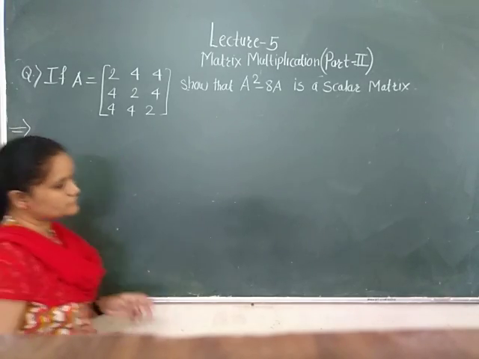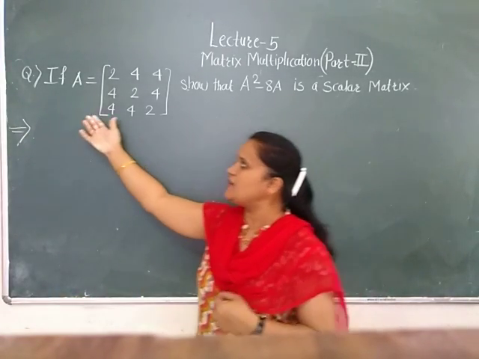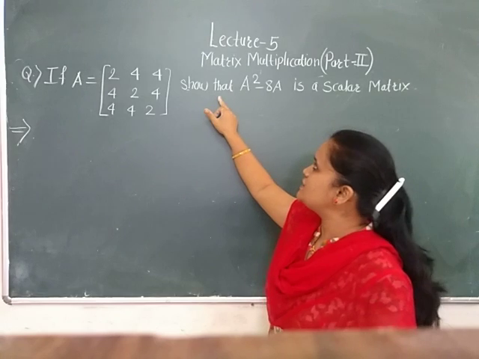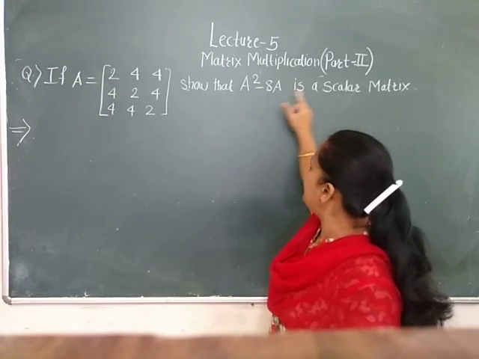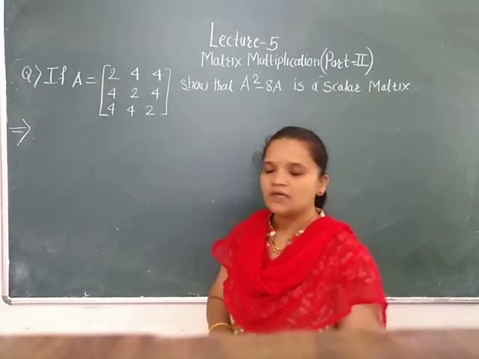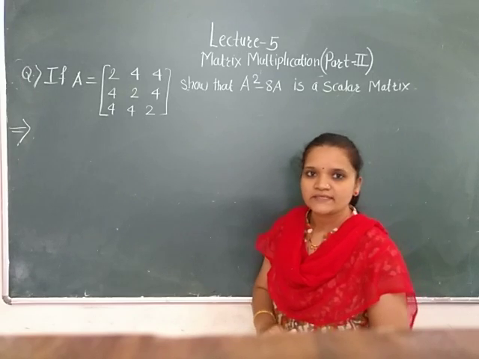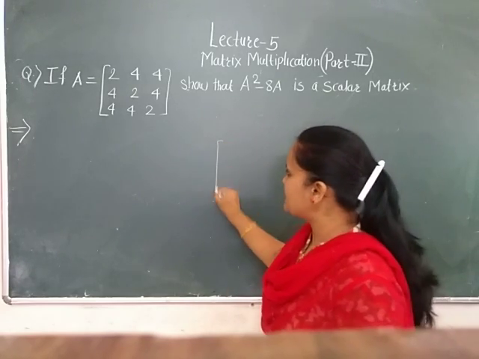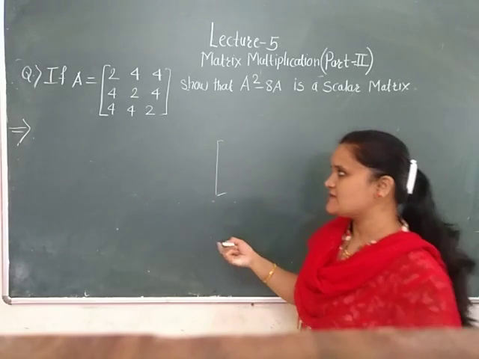Now, this is the another question. If A is this matrix, then show that A square minus 8A is a scalar matrix. So, what is mean by scalar matrix here? First of all, we will see that scalar matrix we have already done in our first lecture.